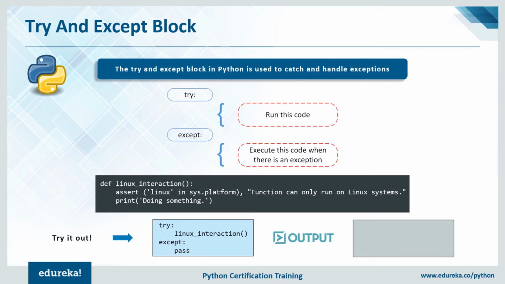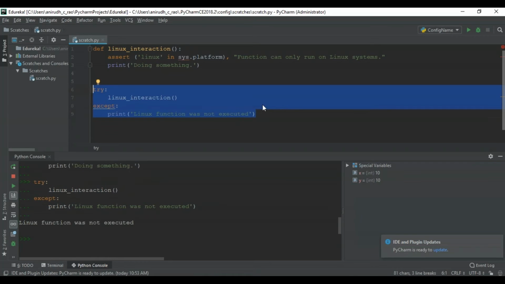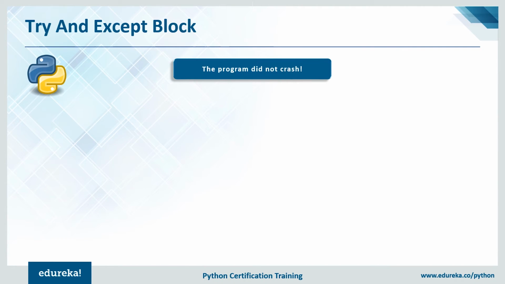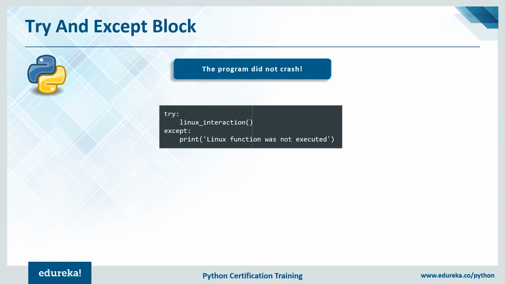Check it out. So let me quickly go ahead and run this in PyCharm. As you can check, it says the Linux function was not executed, right? This happened because I am on a Windows machine, guys. So let's quickly go back to the presentation. And guys, when an exception occurs in a program running this particular function, the program will continue as well as inform you about the fact that the function call was not successful.